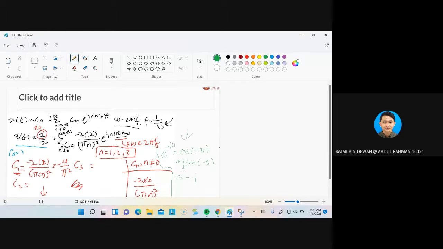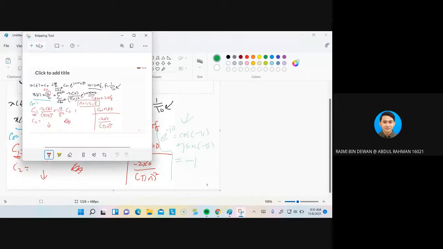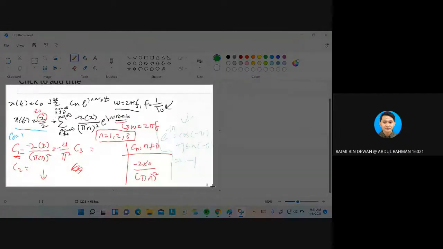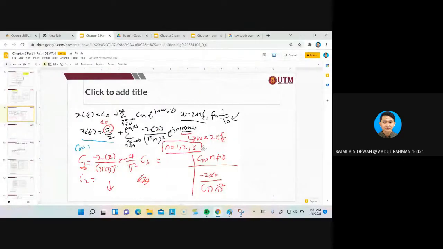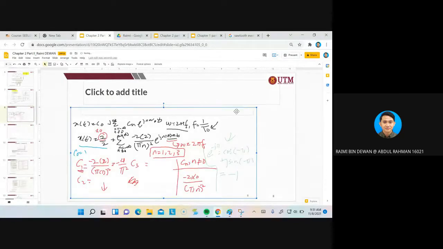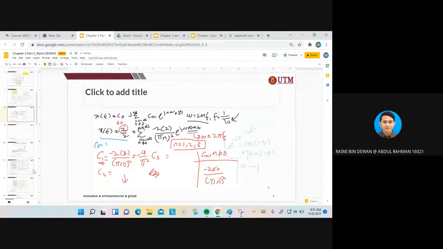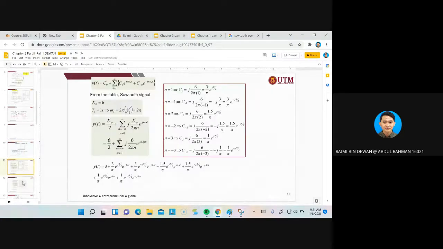Okay, so how am I going to take this? I take this again and I put it back to the slide. Okay, so finished with that. Next question is about double set. Okay, settled. Now the next one is actually power average.